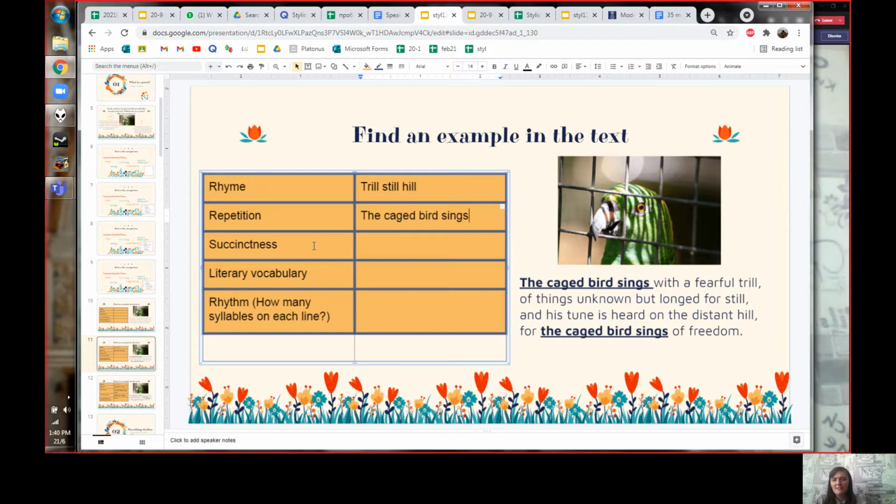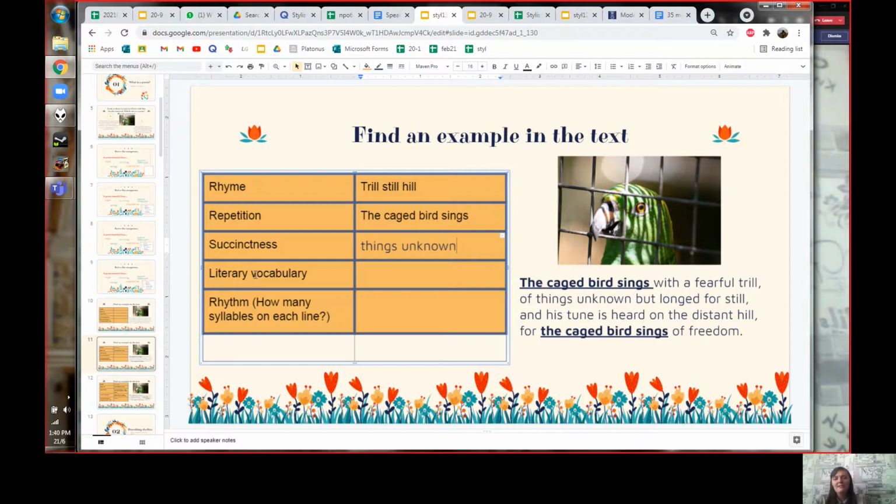What about succinctness? In the poem, he says, the bird sings about things unknown. Well, what are things unknown? It's things that the bird doesn't really know about, but he's imagining because he's trapped in a cage, so he's never seen them before. But he doesn't say that. He just says things unknown. So it's saying a long idea, but in a short way. And then you can fill in the rest of the idea by yourself.